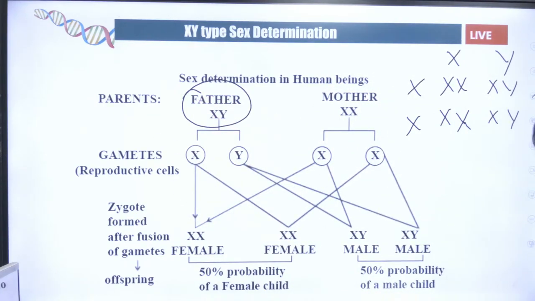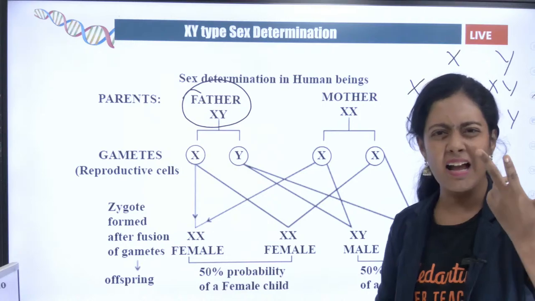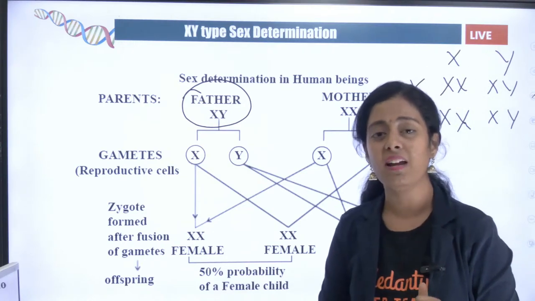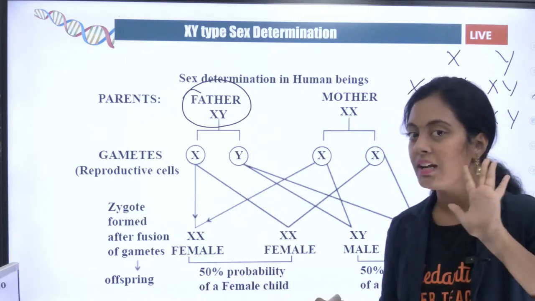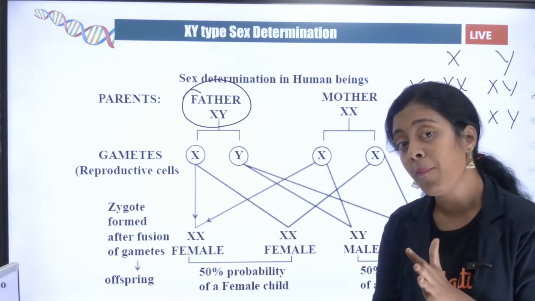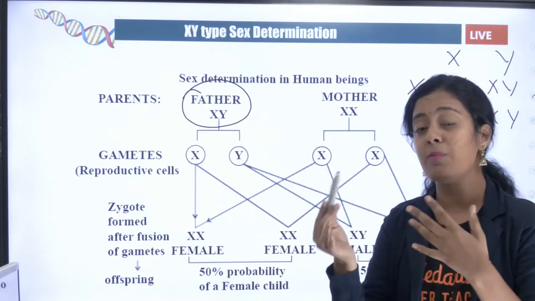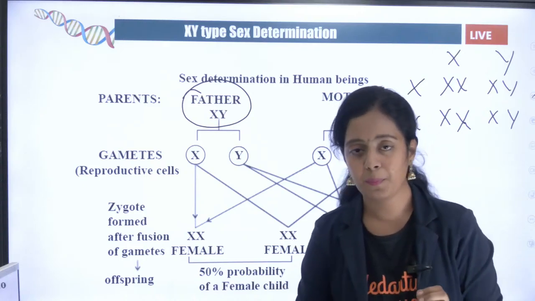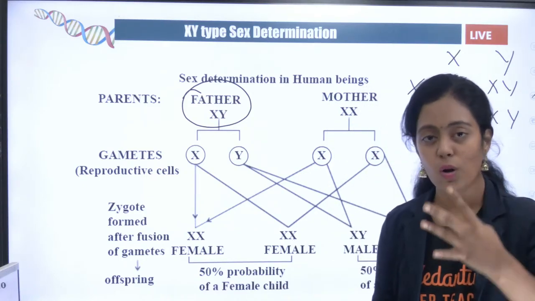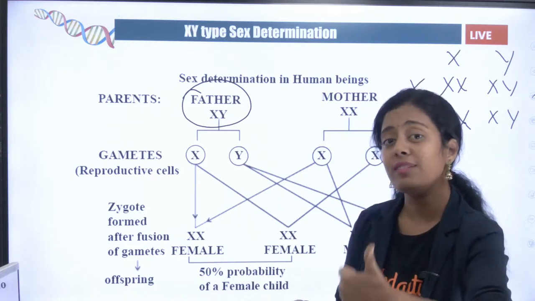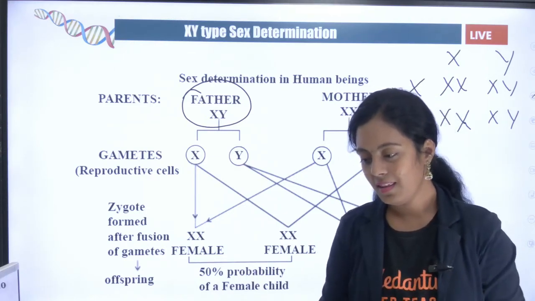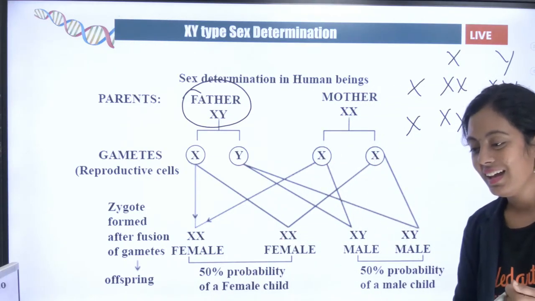Now one question. I think I saw it in AIPMT or something. There are four children and all four children are girls. What is the probability that the fifth child will be a girl? In a family, there are four girl children. What is the probability that the fifth child will be a girl? Answer is here. What is the probability?